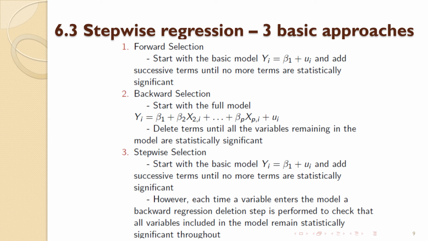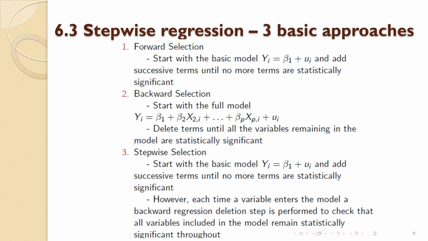The alternative is backward selection, so you start with the full model with all the variables included, and you try to delete terms until all the variables remaining in the model are statistically significant. And then the stepwise approach, which is probably the most advanced of all three methods, is a hybrid of the previous two methods.